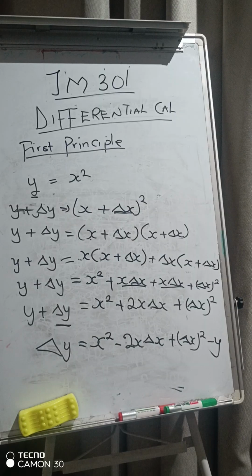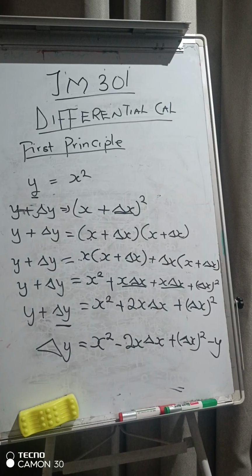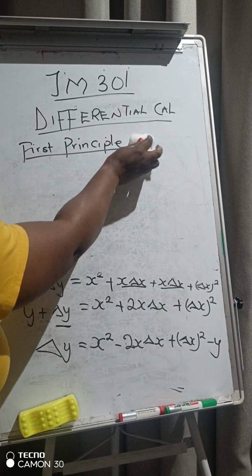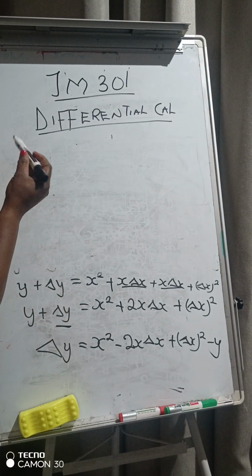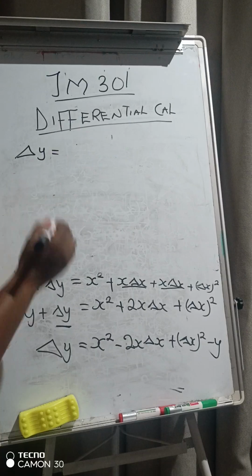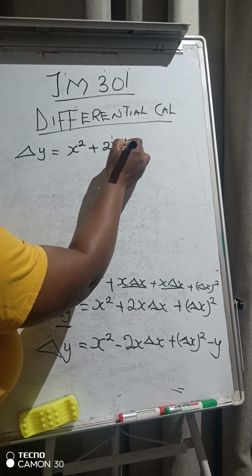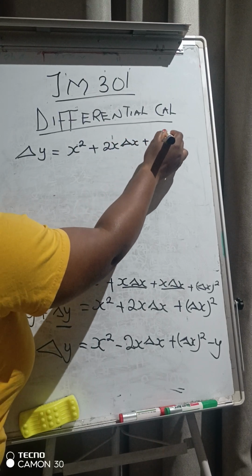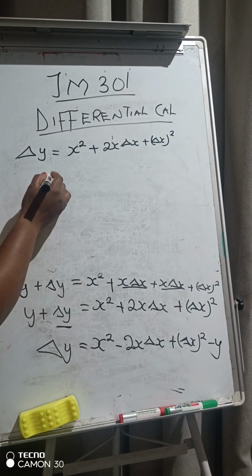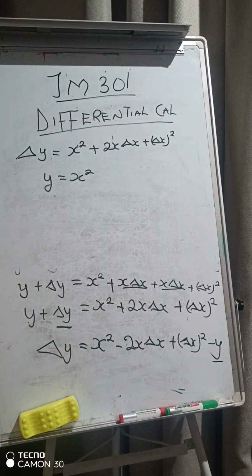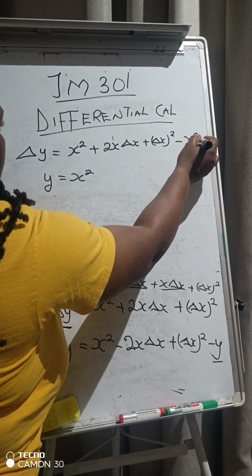So I'm driving at something. From the first principle, I will now help you to understand the basic rules of differential calculus. So taking this further, sorry, I have to erase this part. My change in y is now going to be x squared plus 2x change in x plus change in x all squared. Remember, the initial question was y is equal to x squared. So where your y is, remove it and replace it with x squared.